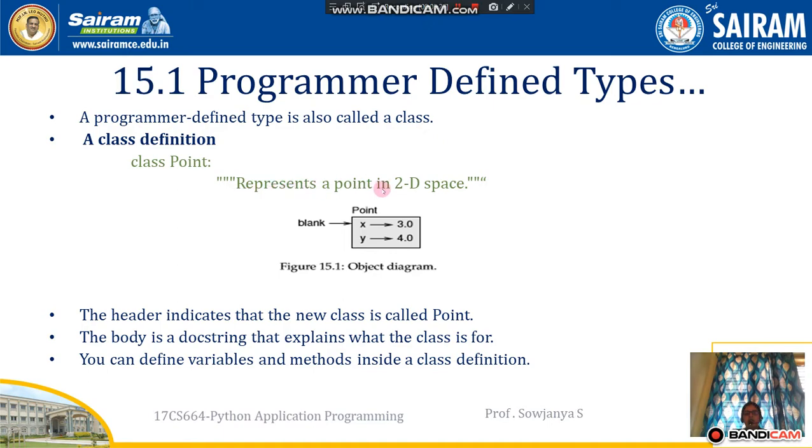So what does it do? It represents a point in two-dimensional space. And now you can define any variables and methods inside the class definition. Now for x you will be assigning some value, say 3, and for y you will be assigning another value, so we can represent the same in the object diagram.